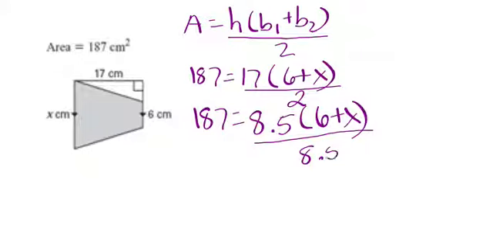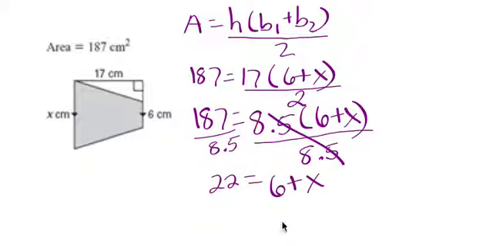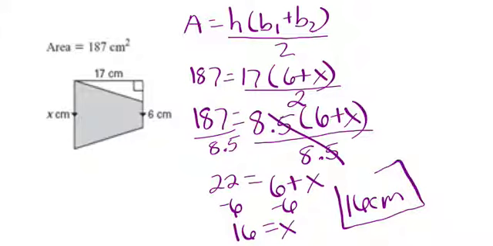So if we now divide by 8.5 on both sides, 187 divided by 8.5 is 22. So now the left side would be 22 and the right side would be 6 plus x. And at that point we would subtract 6 to get x by itself, and we would get 16 for x. So x would be 16 centimeters. Of course, there are other ways of working the algebra of that problem, but this is probably the simplest way that you could do that one.